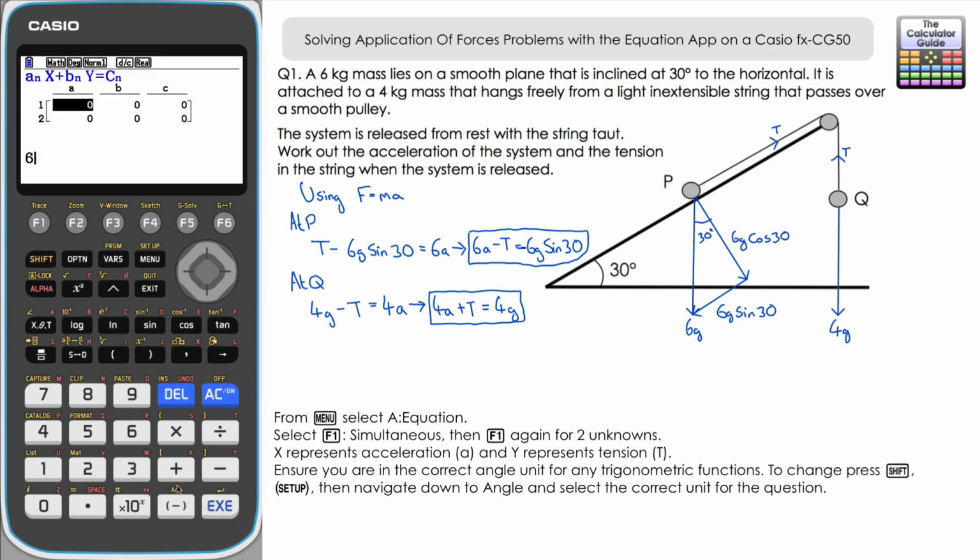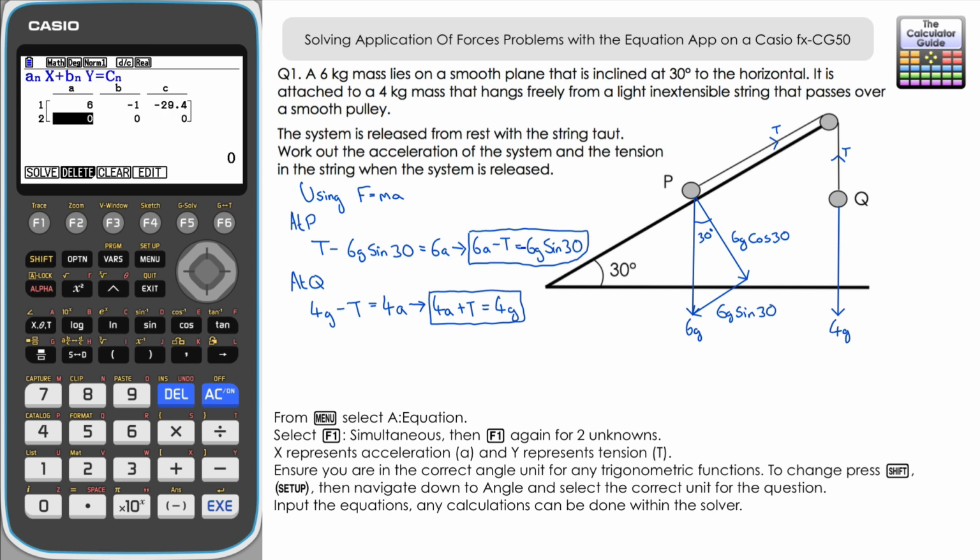So first of all, we have 6 lots of acceleration, 6a minus tension, minus 1 lot of tension, minus 1. And then we can input our calculation. The calculation can actually be done within the equation solver here. So it's -6 times 9.8, that's times g times sine 30. Execute, and we've got -29.4. Let's work that out for us.